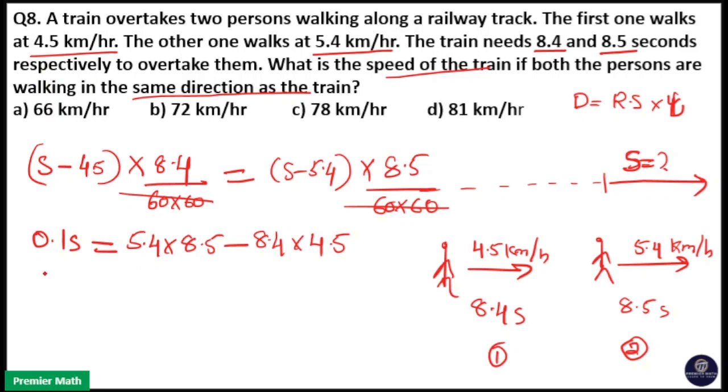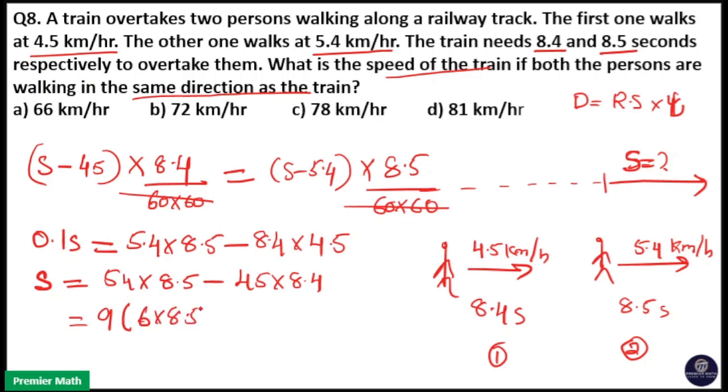That is s is equal to 54 into 8.5. I will multiply 10 with this term and 10 with this term also. That is, this is 45 into 8.4. I will take 9 out of the first term and the second term also. 9 into 6 is equal to 54. So 6 into 8.5 minus 9 into 5 is equal to 45. So 5 into 8.4.